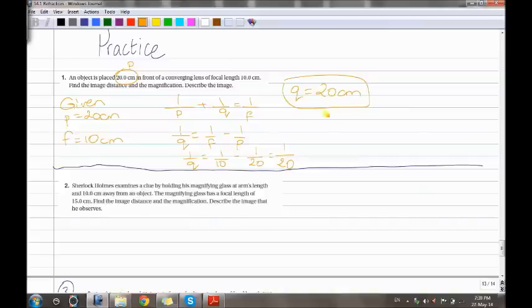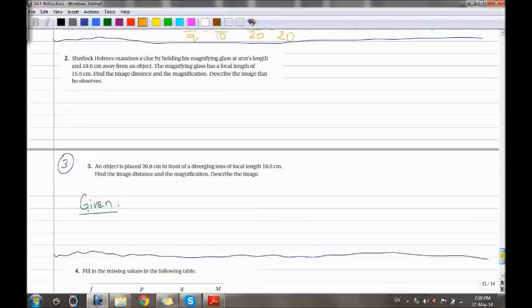So now let's find the magnification. Negative Q over P. So negative Q, which is 20, over the P, which is also 20. So the answer would be M equals negative 1. So here the image is real and inverted.